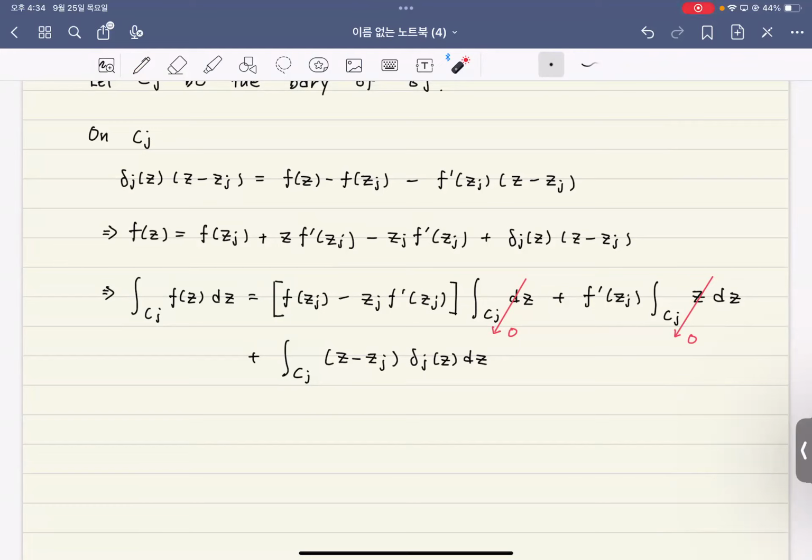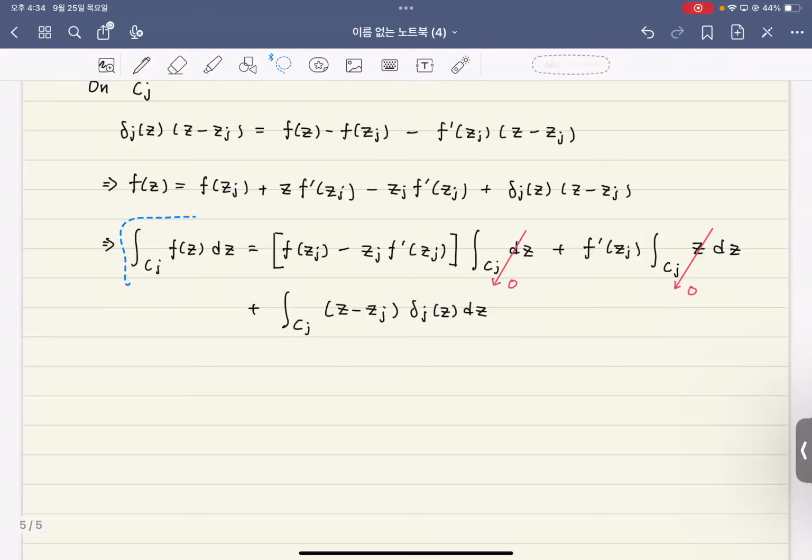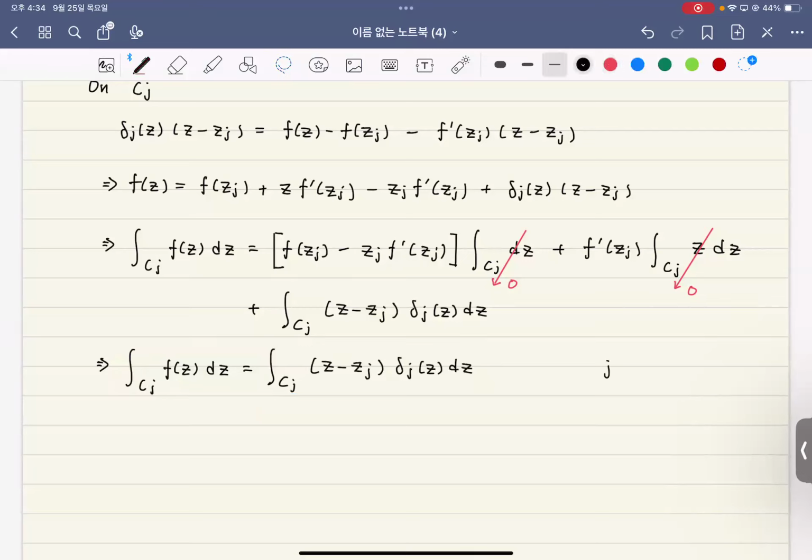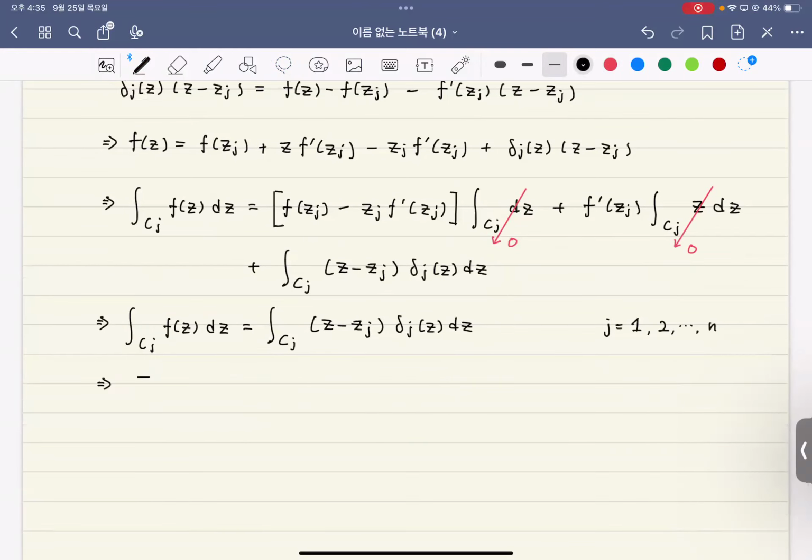Okay. And j is from 1 to n. Now I want to take a summation of this bunch of line integrals over j.